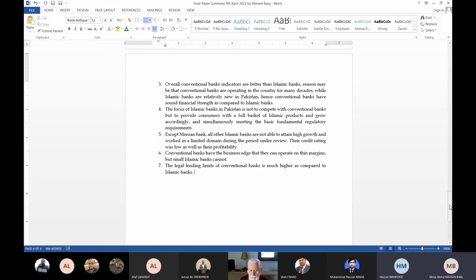The conventional banks have higher capital, so they can lend more, and their third party exposure is also high as compared to the big or either small Islamic banks. So these are my observations.